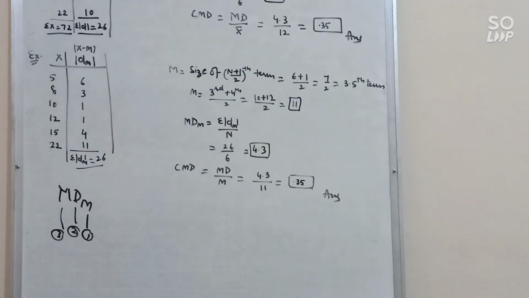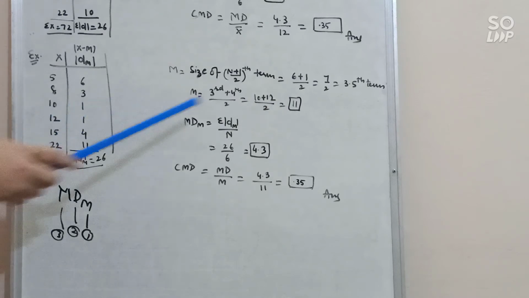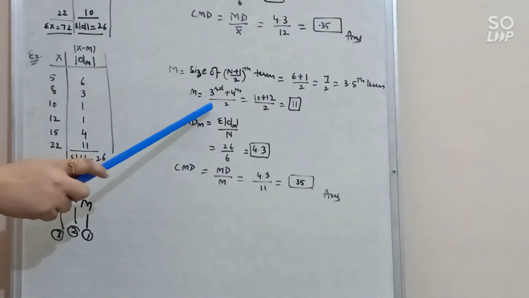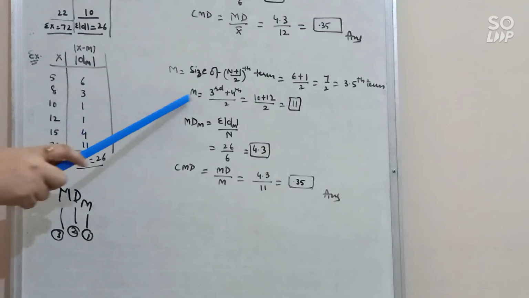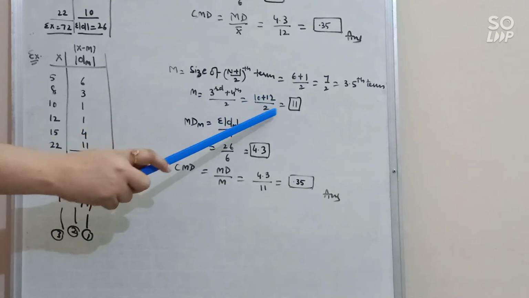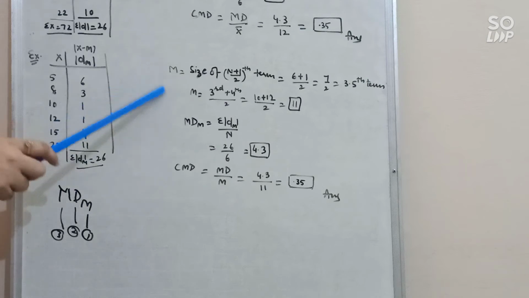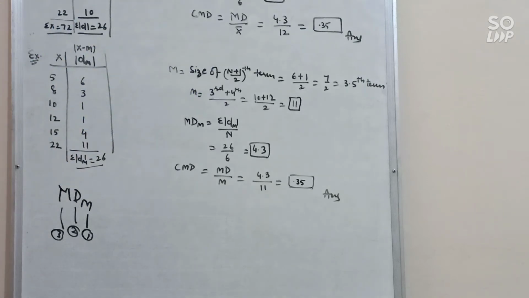Third step, check the term in the X series. But now we don't have a 3.5 term. We have the third term and the fourth term. So if the term is in decimal, you will take the average of the third and fourth items. Third item is 10, fourth item is 12. You will take the average of these two. 10 plus 12 divided by 2 is equal to 11. So in this way we have calculated median. Clear? So after calculating median, the first step is done.